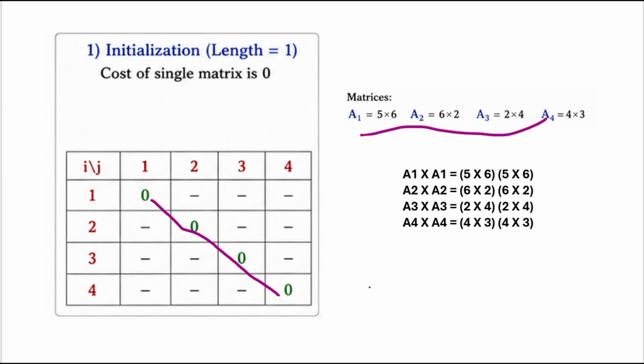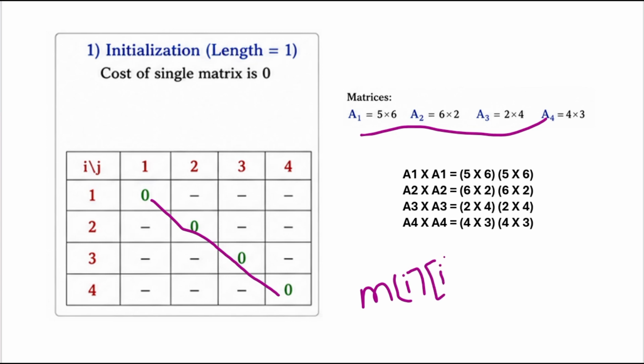This is the base case. Minimum number of scalar multiplications of the same matrix, M of i, i. That means M of 1,1, M of 2,2, M of 3,3. These appear in the diagonals only, right? So put that value 0.